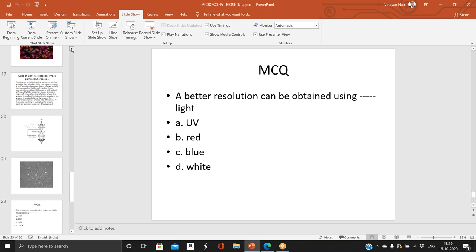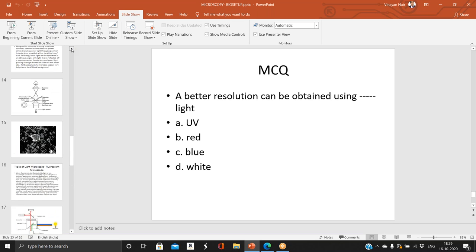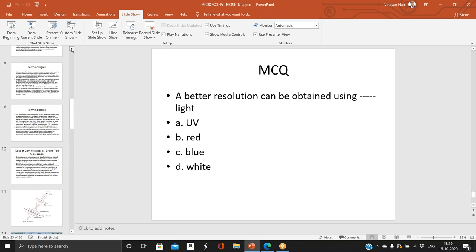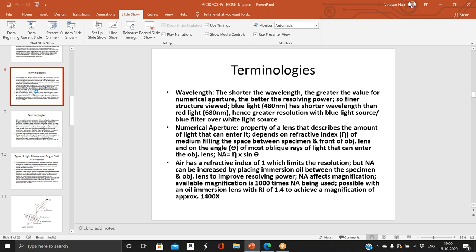Just now I explained to you. See here, the shorter the wavelength, the greater the value of numerical aperture. So blue light has a low wavelength. Yes, Shalini. The shorter the wavelength, the greater the value for numerical aperture, the better the resolution.